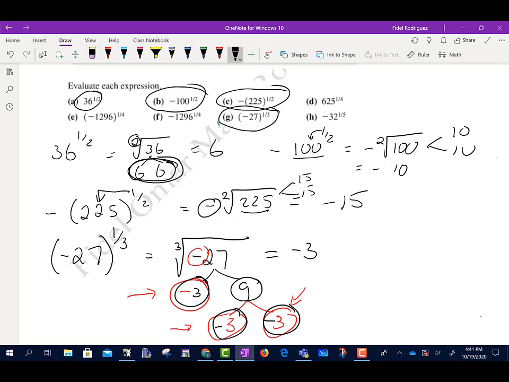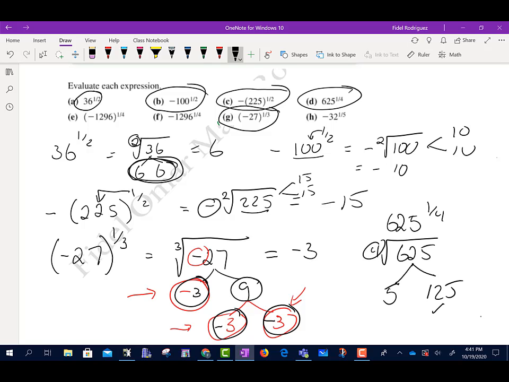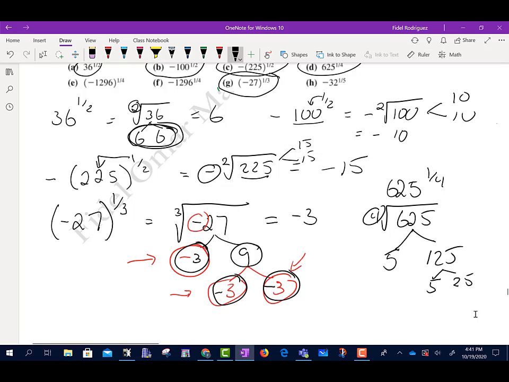Okay. So let's see. Let's try another one. Oh, I don't know. Let's take 625 to the power 1/4. So 625 to the power 1/4 means I'm taking the 4th root of 625. So if you can guess it now, we're looking for sets of 4. 4 of the same number, okay? So I can divide this by 5. That gives me 125. I can divide this by 5. That gives me 25. Let me scooch down a little bit. And then I can break these down each into 5s. So I'm taking sets of 4. So I have 4 of what number? 5. Okay.